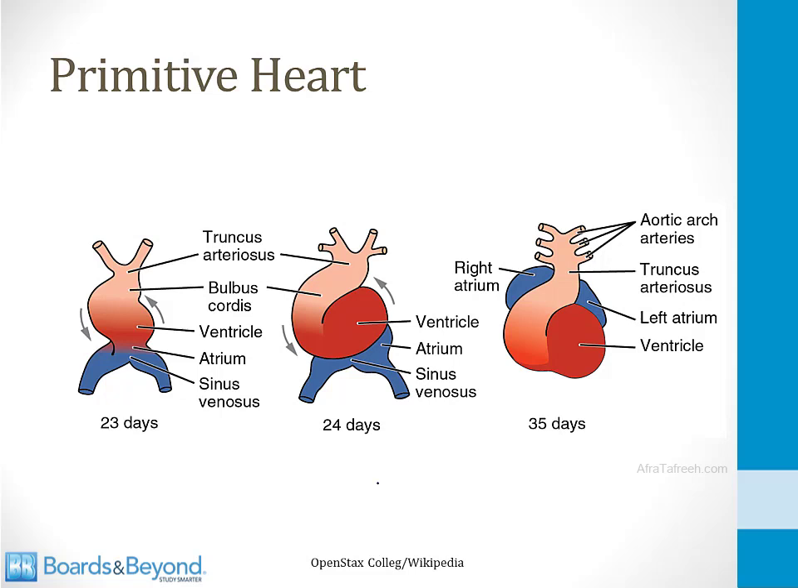Now, at the same time that the heart is folding, inside of the heart, walls are being built, walls between the left and right ventricles, walls between the left and right atria, and even a wall that separates the pulmonary artery from the aorta. So in the next few slides, we're going to talk about how all of those walls form while the heart is folding, like is shown on the screen here.